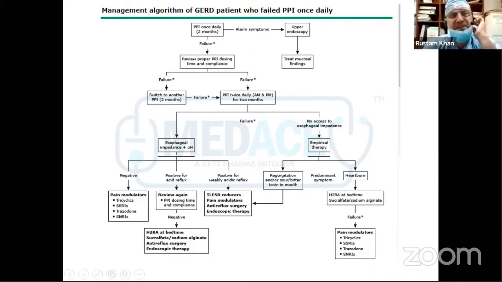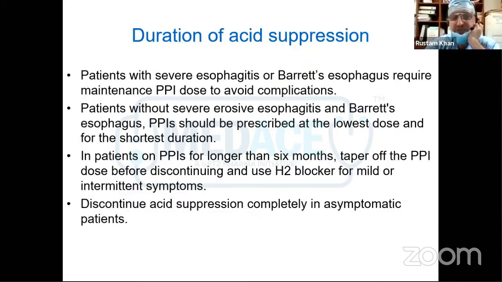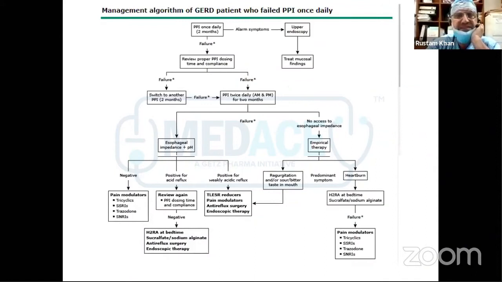This algorithm is for management of the GERD patient who does not respond to daily PPI doses. These patients should be treated with 2 months of therapy. If they fail to respond, then review the PPI dosing. If the patient is taking the medicine normally, as you have ensured, but is not responding, switch to another PPI so that the patient may respond to that. If again the patient is not responding to another, then you can go for esophageal impedance and pH monitoring.